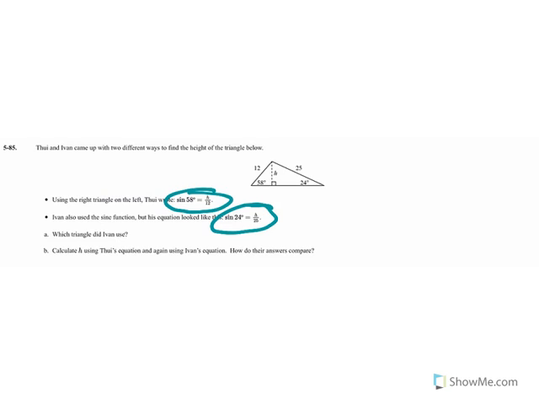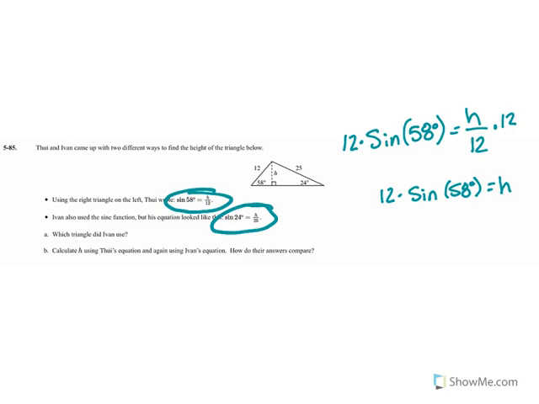Okay, if you guys didn't already do this, you should have the sine of 58 degrees equals h over 12. Then what did you do to get h by itself, Kellen? Did you multiply by 12? Yep. So you get 12 times the sine of 58 degrees equals h. And what did you get for that, Emily? 10.2. Okay, so 10.2 is approximately h, right?